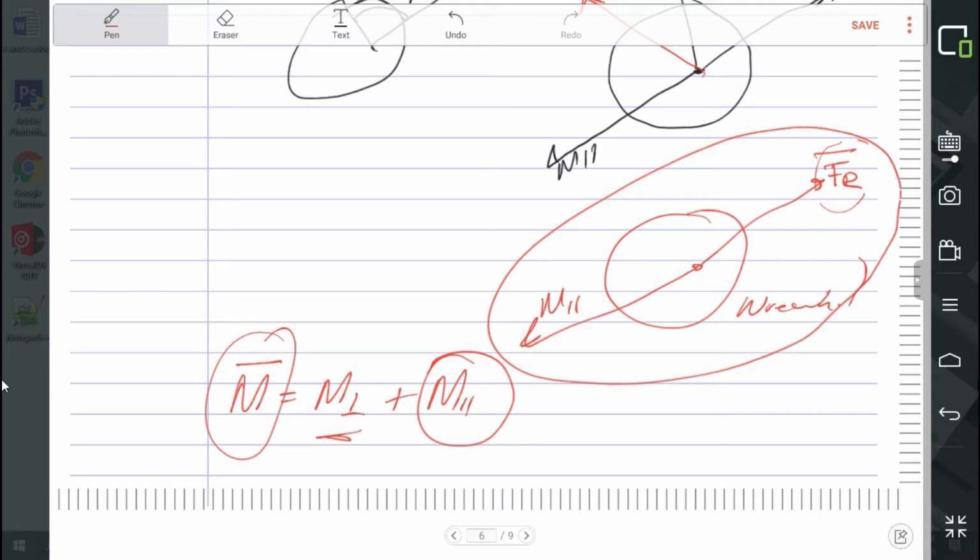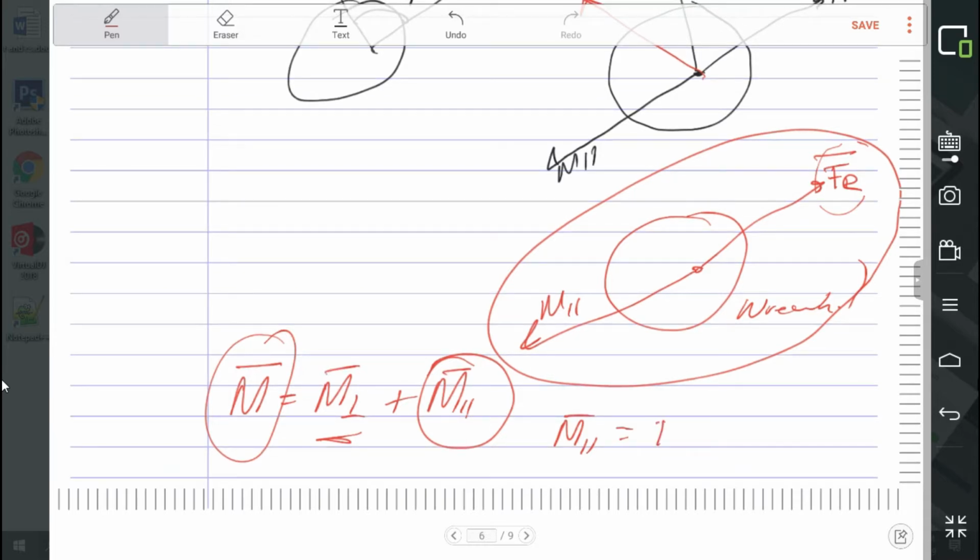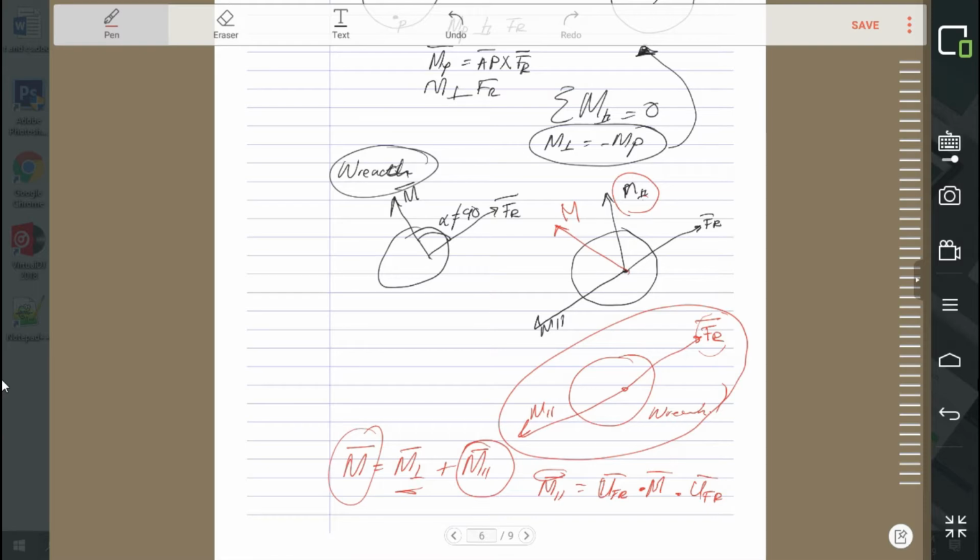How would I determine my M parallel? Remember, these are vector notation, sorry. So M parallel will just be the unit vector of Fr, since I'll have the resultant force of Fr. If I dot the unit vector with M, what I'll have is the magnitude, but if I multiply it back with the unit vector UFR, then I'll have a vector notation, hence I've put the bar on top of that. So it is very important to always understand the theory behind this, right?